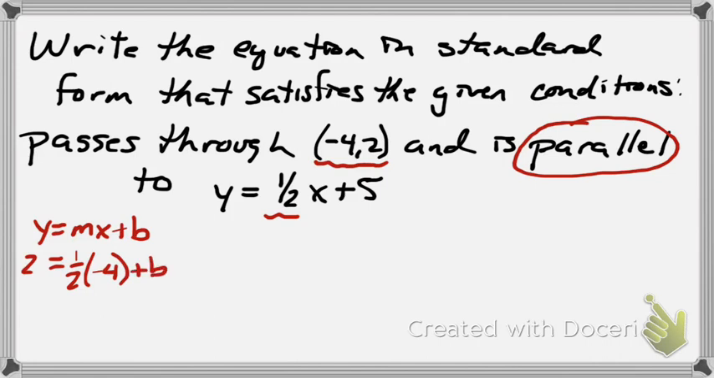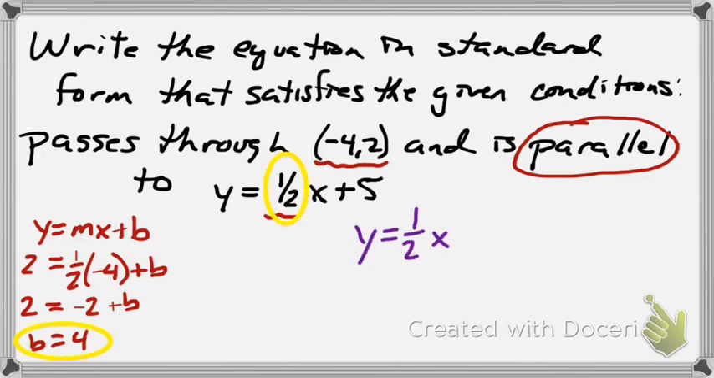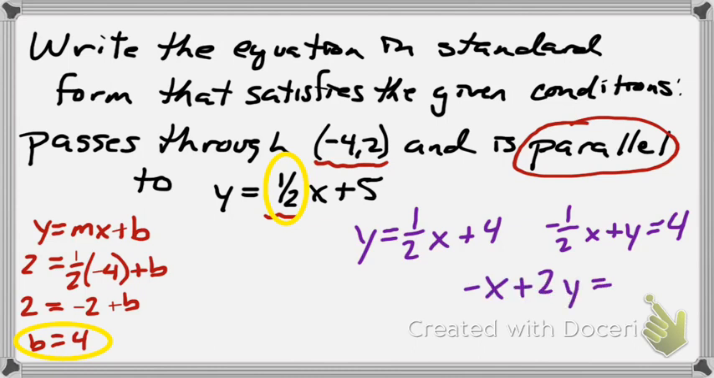Working through the steps here, I get a b value of 4. b is 4, my slope is 1/2, so I can set up my slope-intercept form. x goes to the other side. Multiply by 2. Negative x plus 2y equals 8.